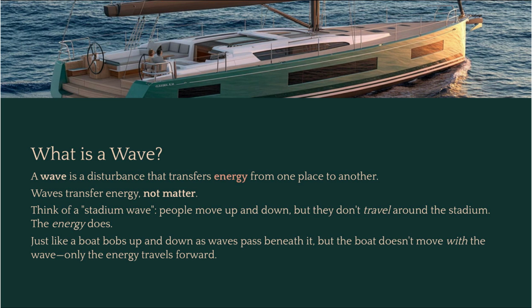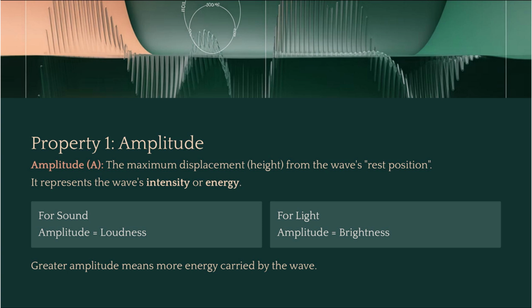A duck sitting on a lake bobs up and down as a wave passes, but the duck doesn't get carried to the shore. The energy does. To talk about waves, we need to know their properties. The first is amplitude. The amplitude is just the wave's height, measured from its at-rest middle line. But what amplitude really tells us is the wave's energy or intensity. If you're listening to music, a high amplitude sound wave is loud. A low amplitude sound wave is quiet. For light, a high amplitude light wave is bright, and a low amplitude one is dim.